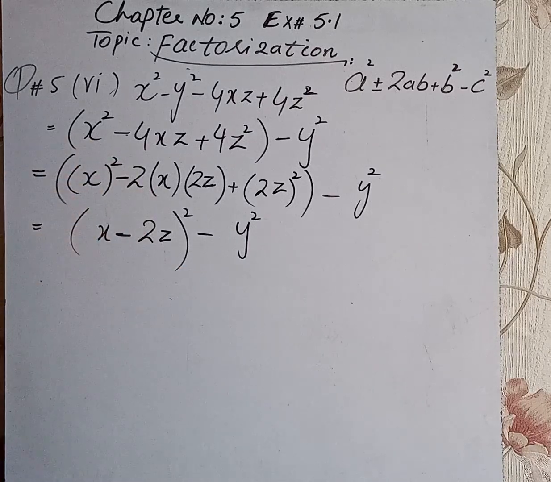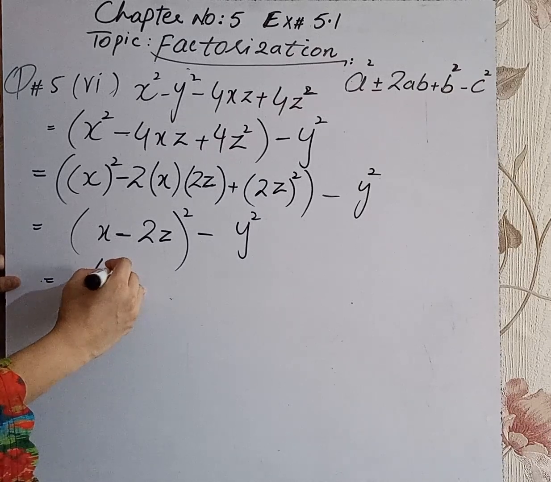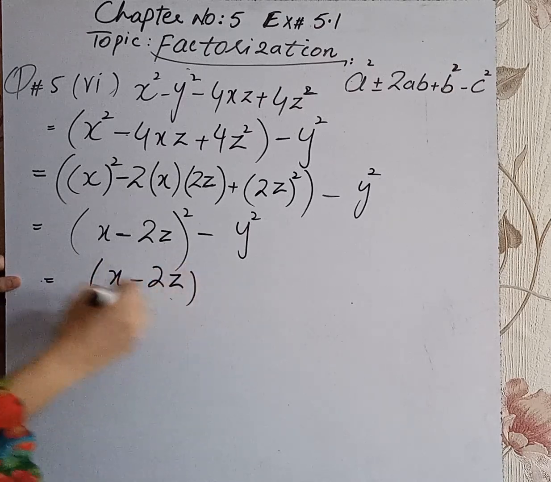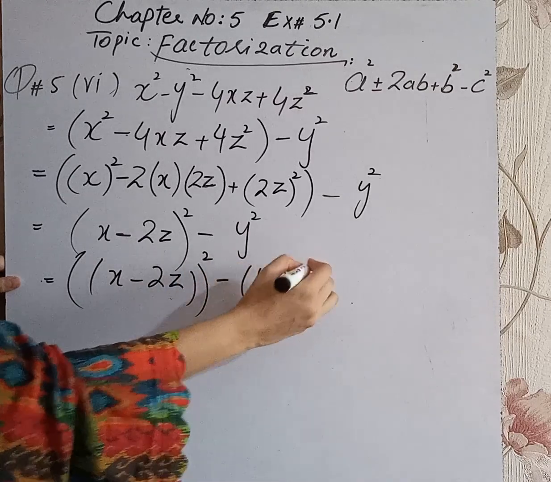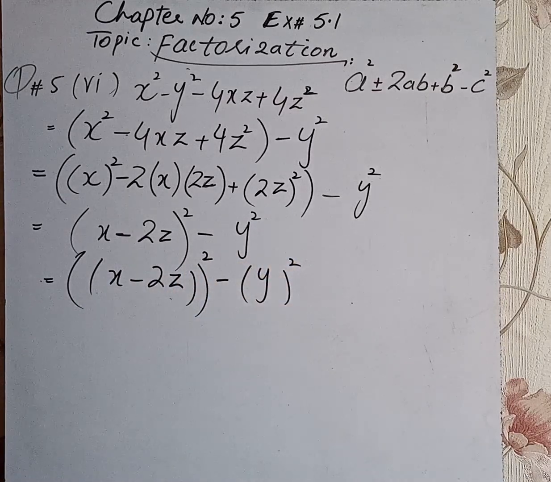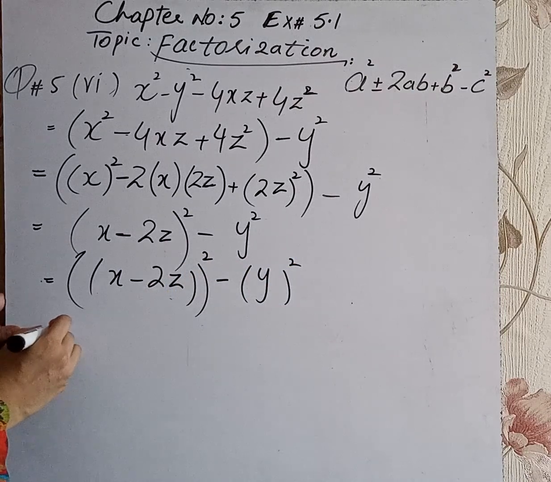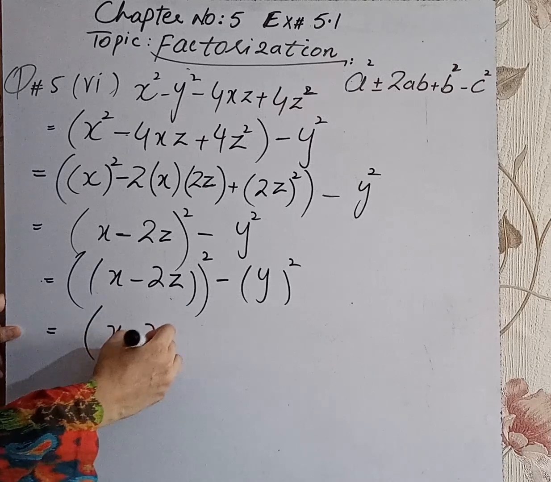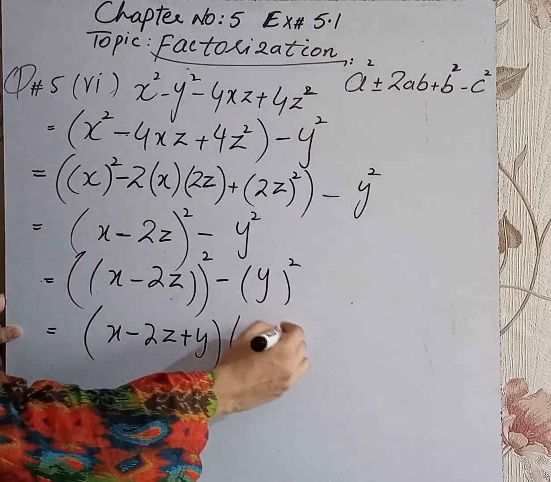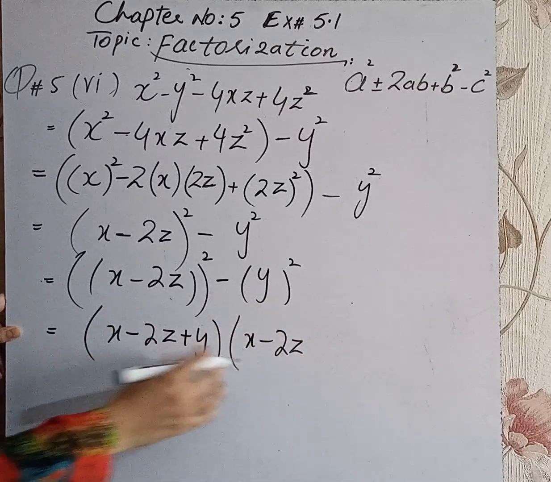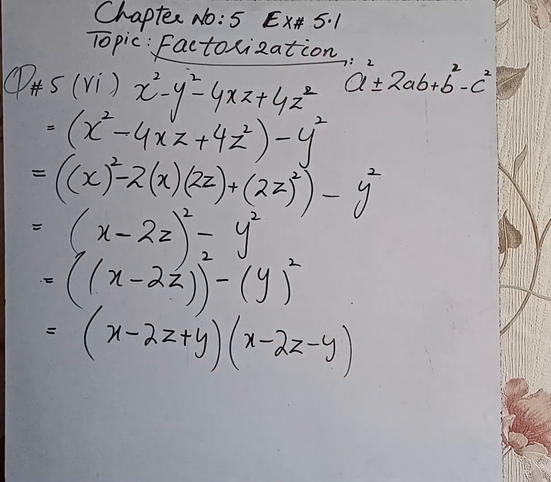Now here are the two terms. So this is the fourth type of factorization, and the fourth type of factorization will check for the two perfect squares here. The two perfect squares: x minus 2z square is the square of x minus 2z and y square is the square of y. This is a squares minus b squares, which will be opened as a plus b into a minus b. A is x minus 2z, plus b is y. A plus b and a minus b.